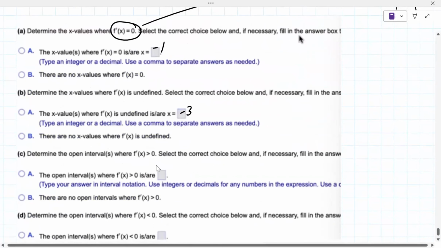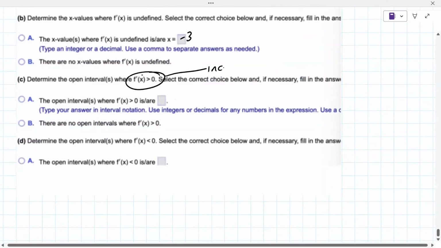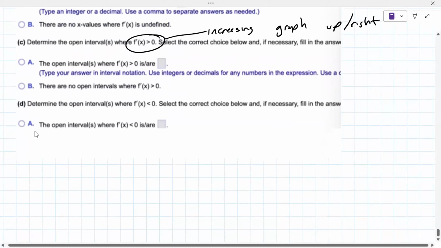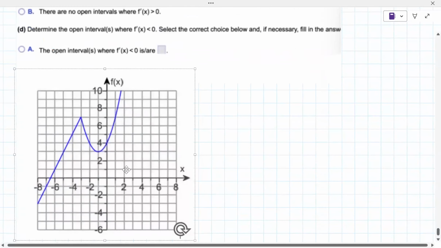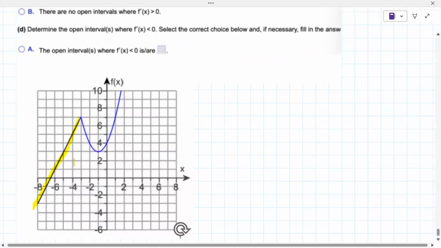Now, this next part is way more complicated. I hate that they do this. It's so hard when they mix this stuff in because you're just barely understanding what a derivative is, and now they're asking about graphs. So this means increasing. It means the graph is going up and to the right. So we're going to look at the graph. Where is it going up and to the right? It's going up and to the right in a lot of places here. I'm going to try to highlight it. This is going up and to the right, and then it's going up and to the right.